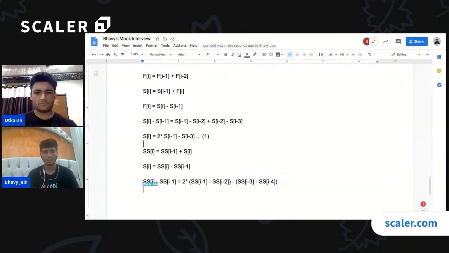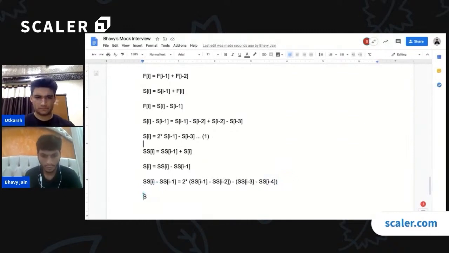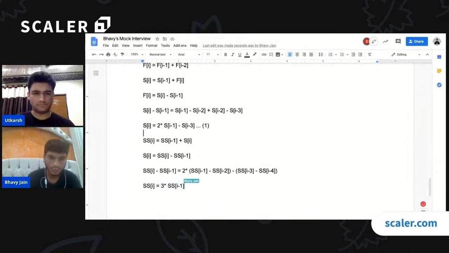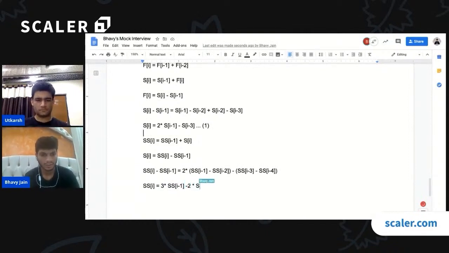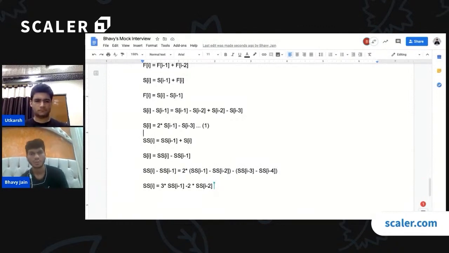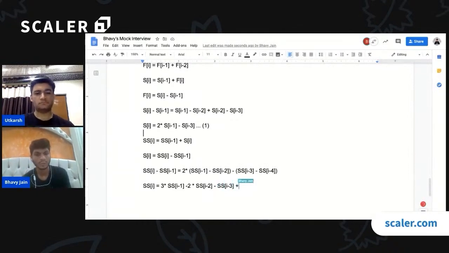So let's try to collect terms to one side, and we will see that ss of I will be, let's try to find the coefficient of ss of I minus 1. This should be equal to 2 plus 1, 3. So 3 into ss of I minus 1. Try to find the coefficient of I minus 2, and that should be minus 2. So minus 2 into ss of I minus 2. And let's try to find the coefficient of ss of I minus 3. So ss of I minus 3 should be minus 1, and I minus 4 should be plus 1. So ss of I minus 4. So we found this recurrence.